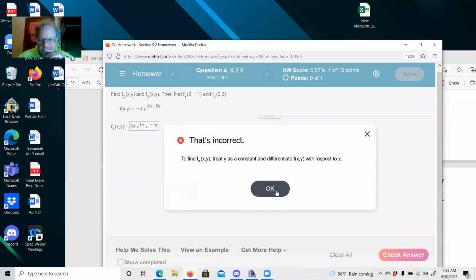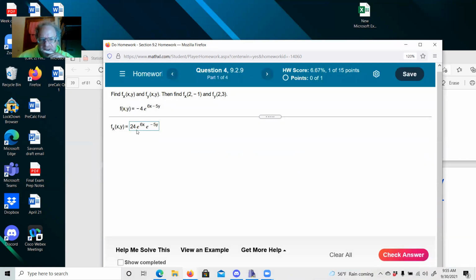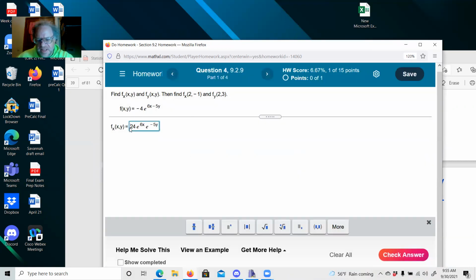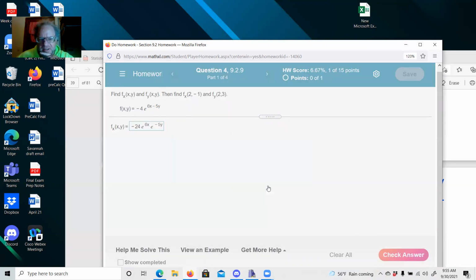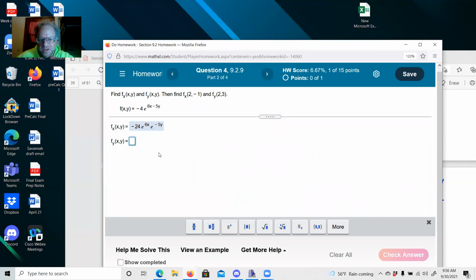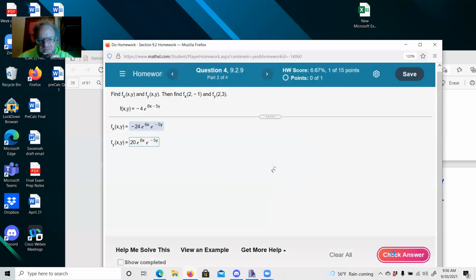It did not like that. I should have had a negative in here, shouldn't I? Okay. No, it did like it. All right. And then we took our derivative with respect to y. What did we have here? We had 20 e to the 6x, and then we had e to the negative 5y. I'm surprised it doesn't yell at me to make that a simplified thing, but since it doesn't, it's going to work the way we want it to.